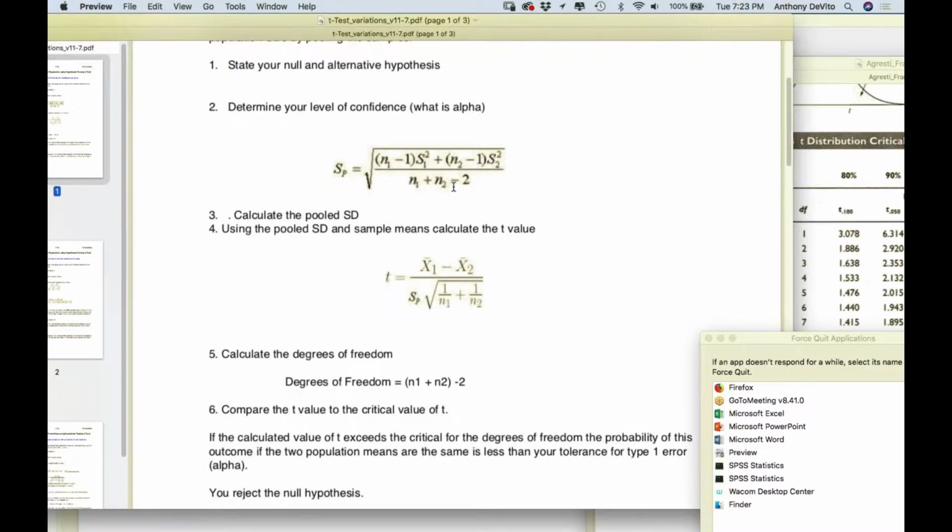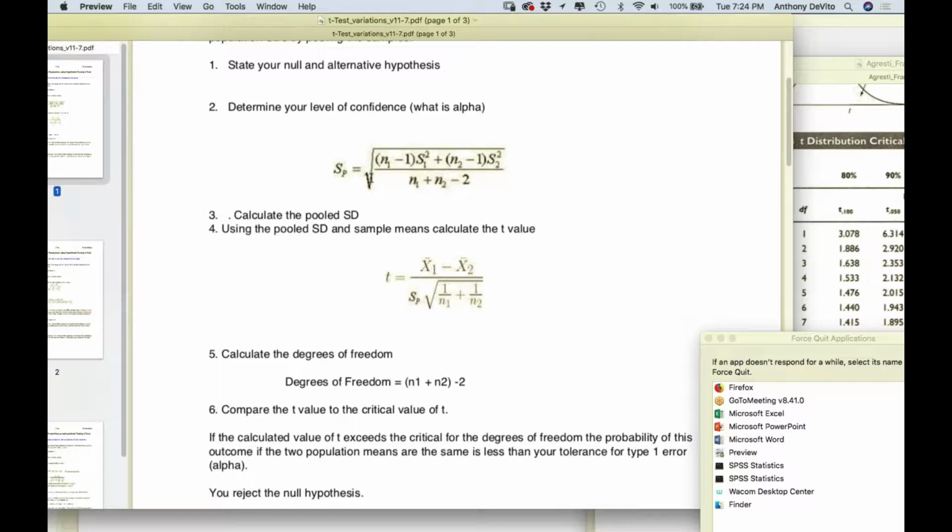Now, since we made the assumption that the 2 standard deviations were equal, we're going to calculate a pooled standard deviation. Well, the problem is one could have one sample size, one could have a different sample size. It gets a little complicated. We want to have a weighted average of the 2 standard deviations of the two samples. So we calculate a pooled standard deviation.